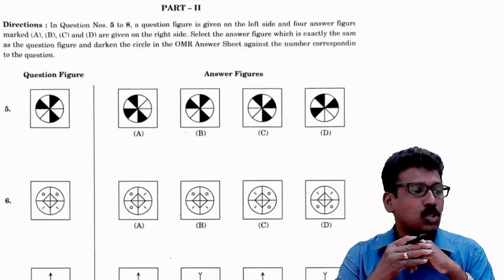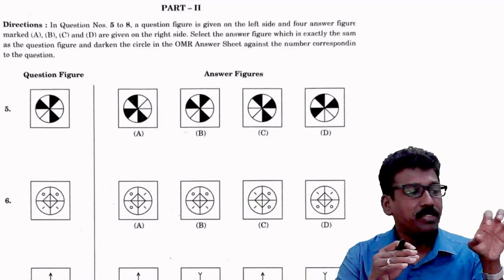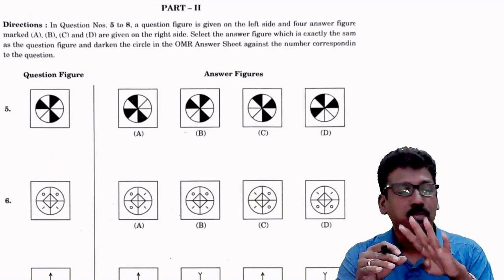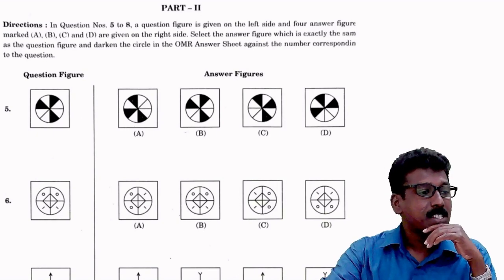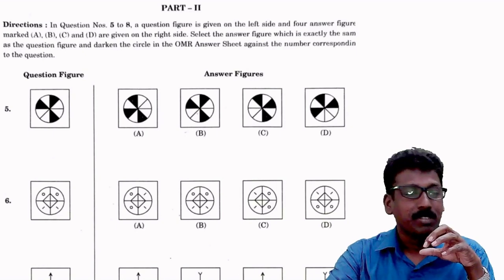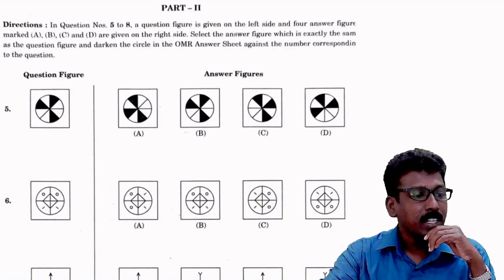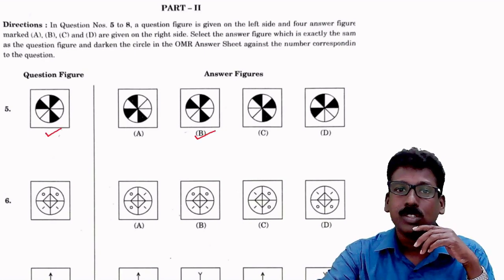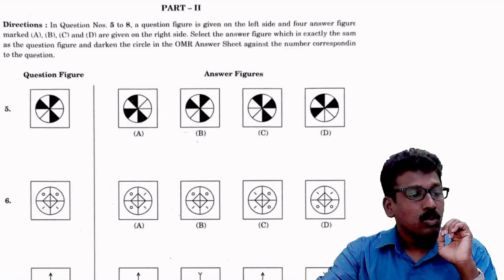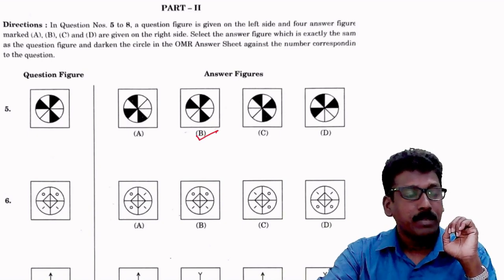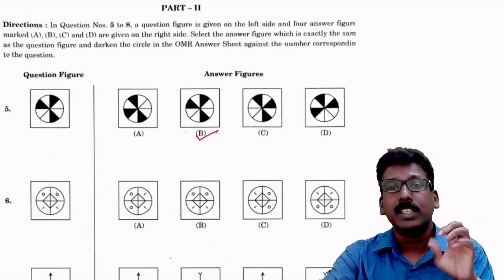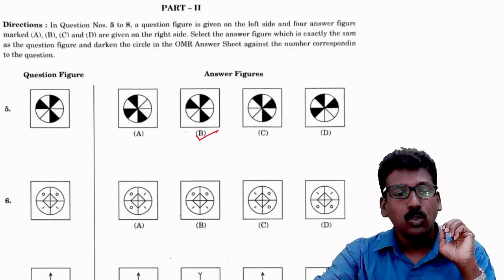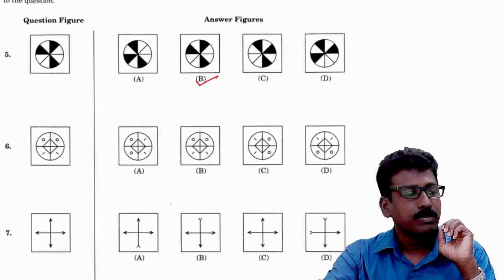Now look at part 2. It is very simple. One figure is given as a question figure and there are 4 options given as answer figures. In the question figure, the same figure is there in the answer figures. Here you can see, B is exactly the same as the question figure. So for question number 5, the answer is B. That means you have to look for exactly the same figure in the answer figures. Now look at the other questions. You try to do them yourself.